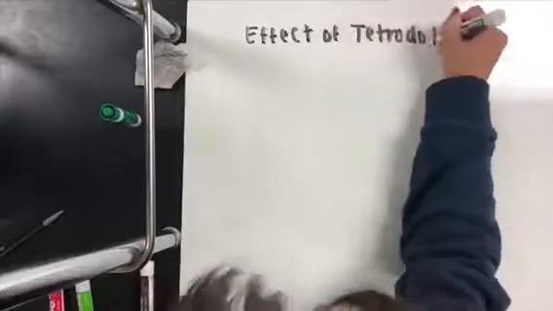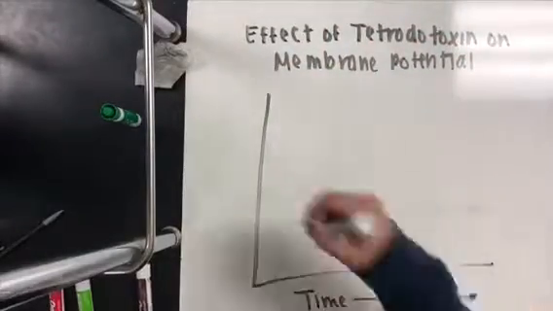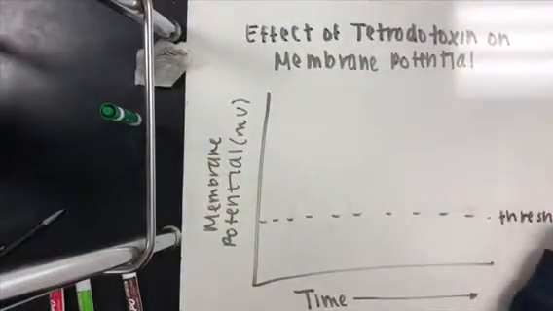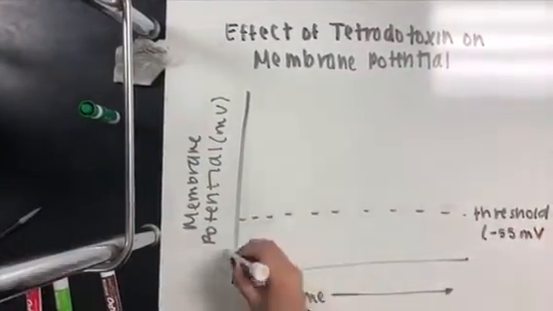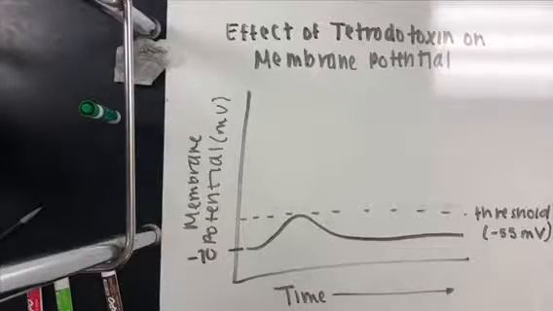Then this is the effect of tetrodotoxin on the membrane potential. Originally, it would reach its membrane threshold by increasing the membrane voltage through sodium ions. However, since this is not reached, it just goes back to its resting potential.